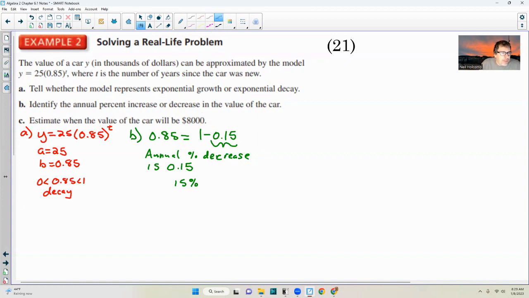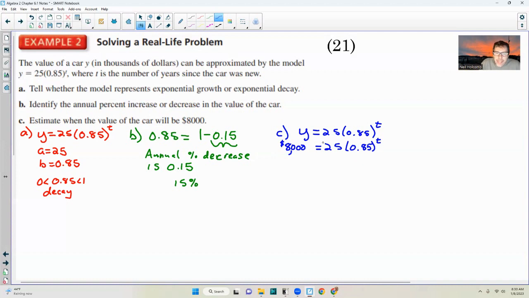C says estimate when the value of the car will be $8,000. Okay, very simply, you write the function y equals 25 times 0.85 to the t. Okay, and then substitute in your given. So actually I'm not solving for T, I'm solving for Y. Y is the value of the car. Y is $8,000. So I'm going to put my 8,000 over here. Okay. So I want to get 8,000 equals 25 times 0.85 to the T.